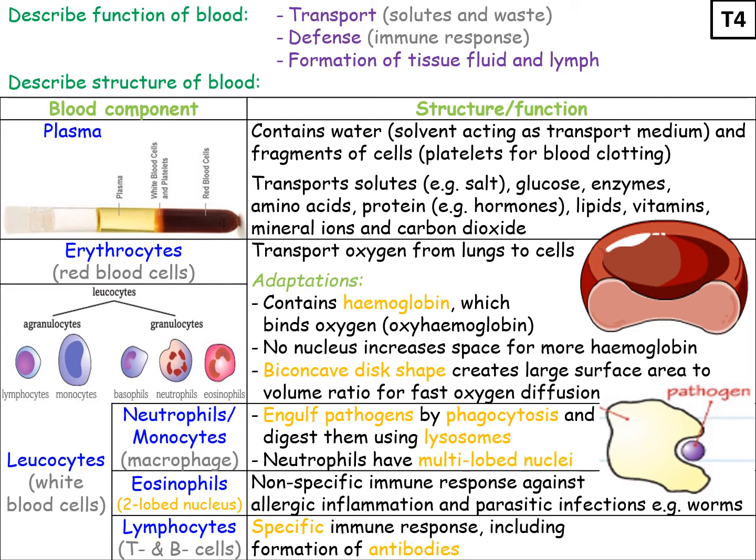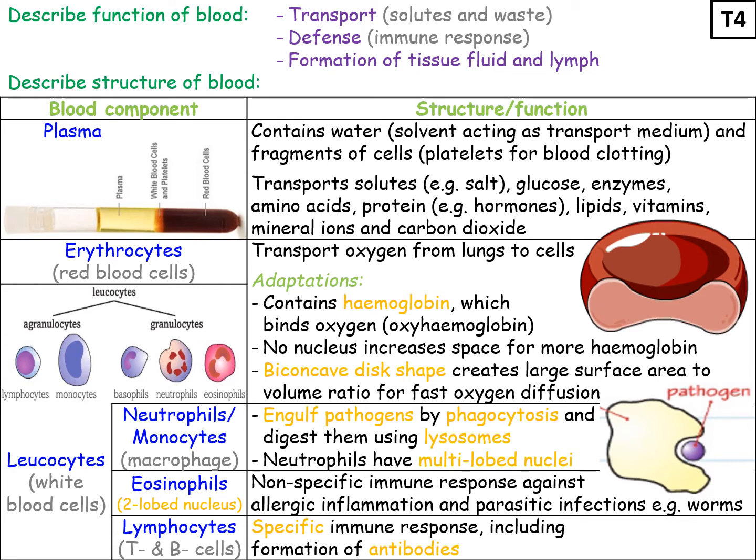And they also have a biconcave disc shape, which creates a larger surface area to volume ratio, and that means that there is a faster oxygen diffusion into the erythrocytes when they're at the alveoli capillary and out of the erythrocytes when they've reached the body somatic cells.